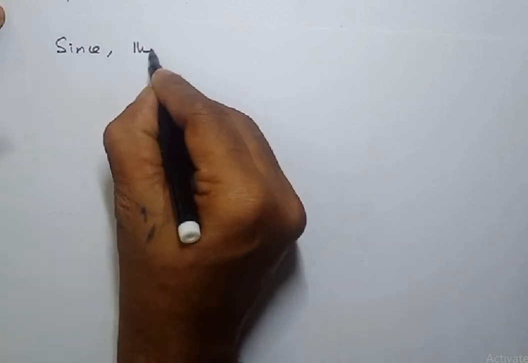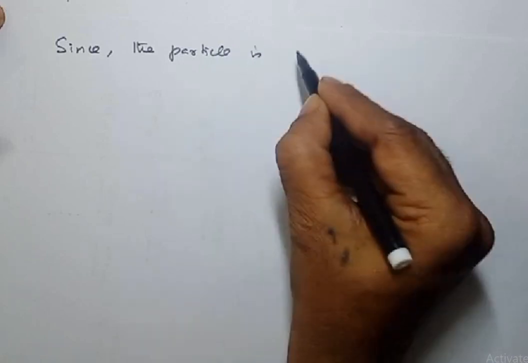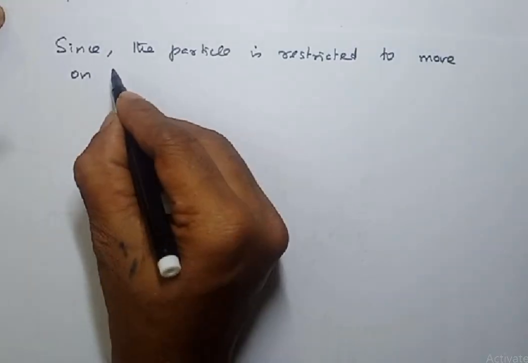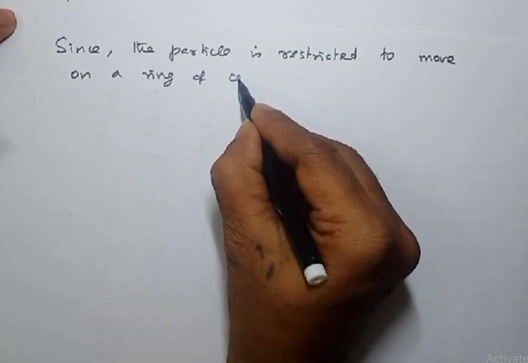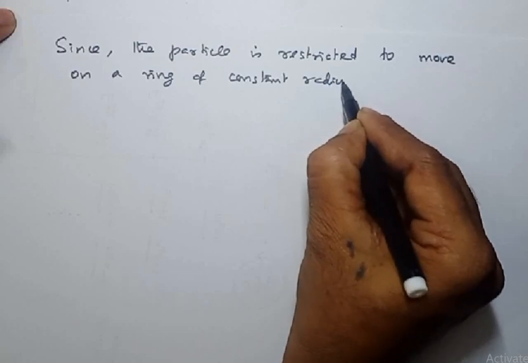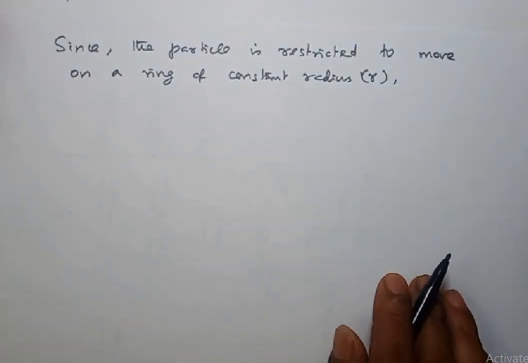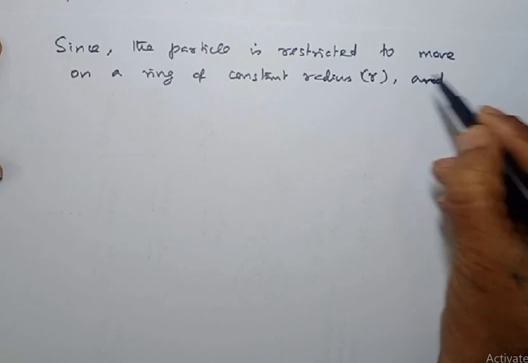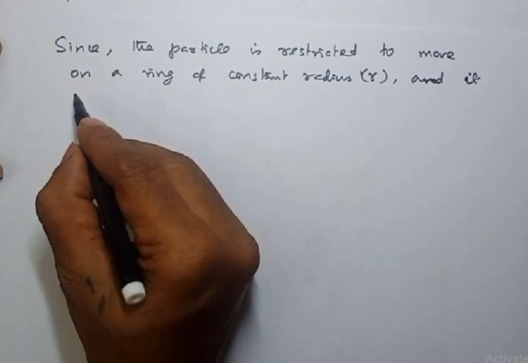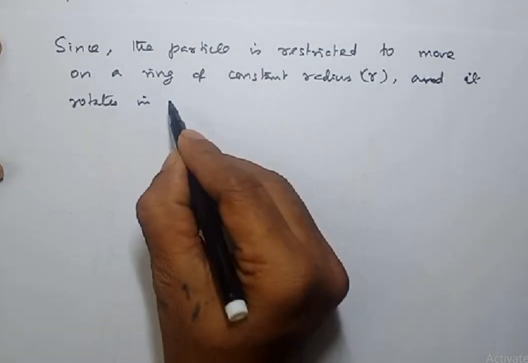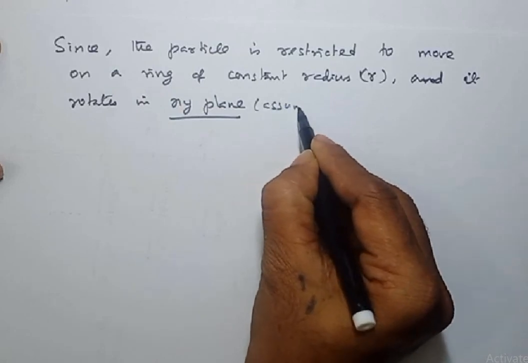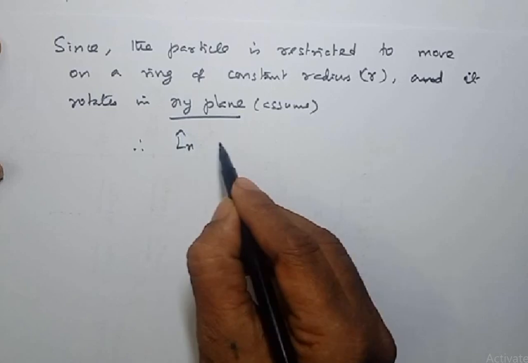Listen, since the particle is restricted to move on a ring of constant radius r, it rotates in the xy plane. We assume that the particle is moving in the xy plane. Therefore, the x component of angular momentum is 0.